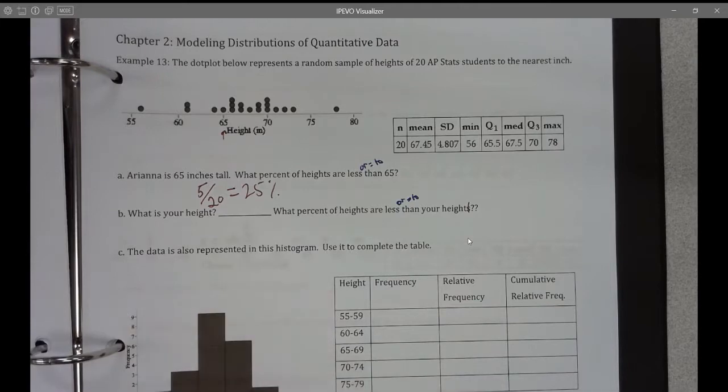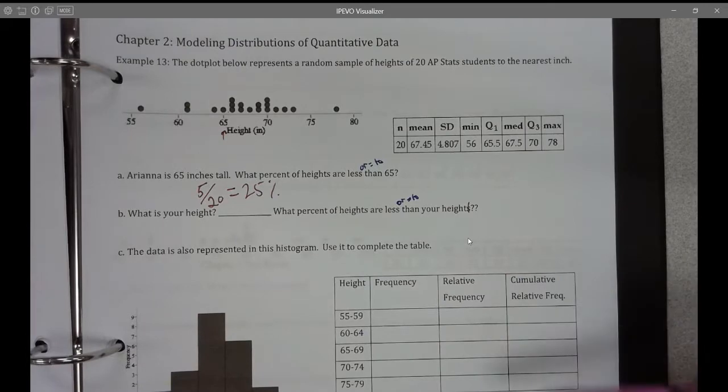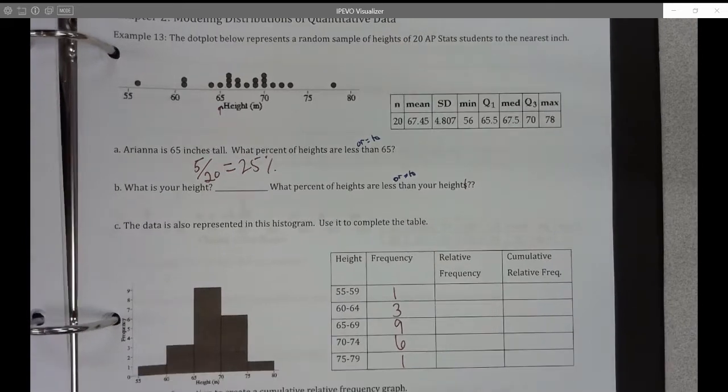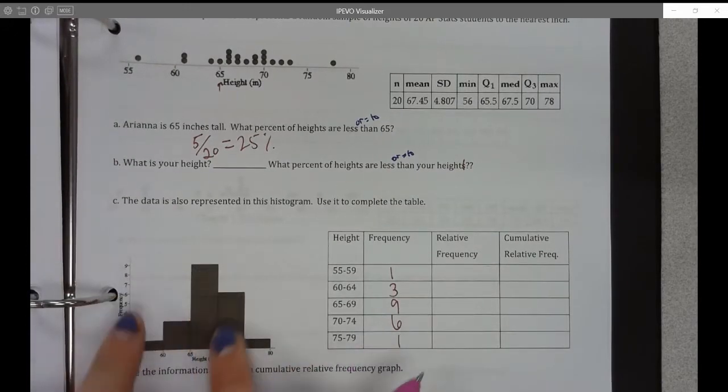So I'd like you to use this histogram to complete the table. You'll need to figure out the frequency, and then the relative frequency, and then something called the cumulative relative frequency. So what I want you to do for now is pause the video, fill in the frequency and the relative frequency, and then we'll talk about cumulative relative frequency in a minute. So what you'll see on my screen is the frequencies. Remember that the frequency is just the count. So all I've done is I've looked at my histogram, I figured out how tall my bar was, and that would be the frequency. The relative frequency is the percent.